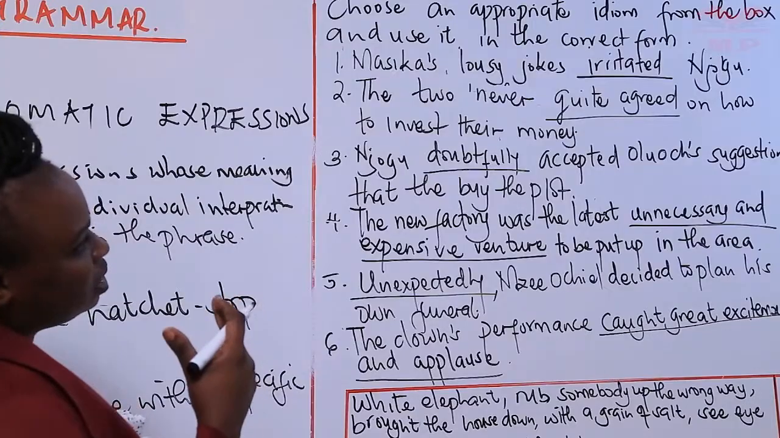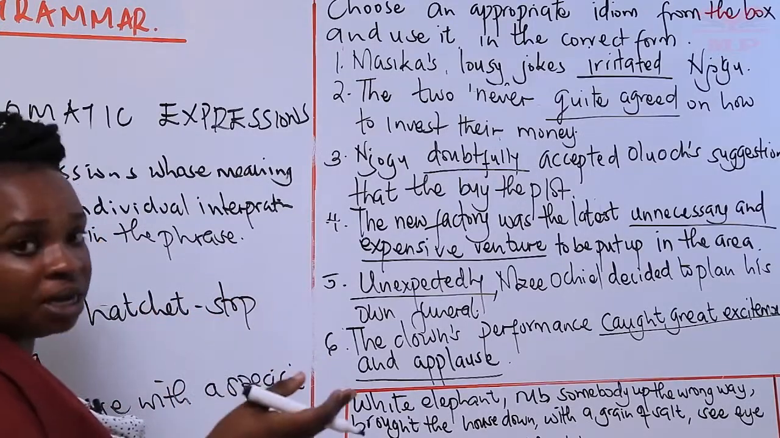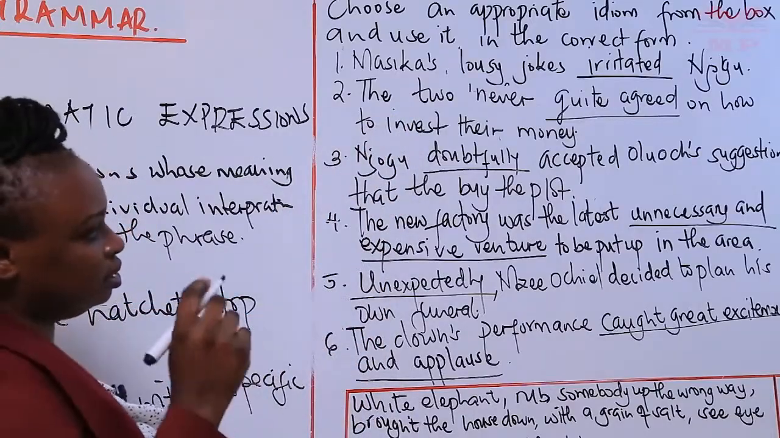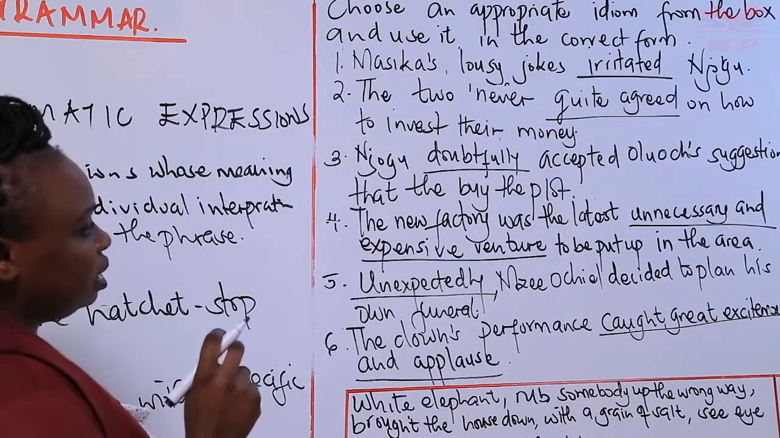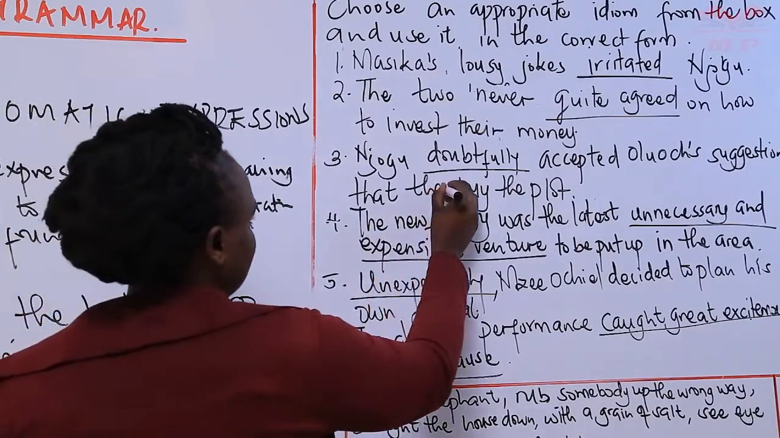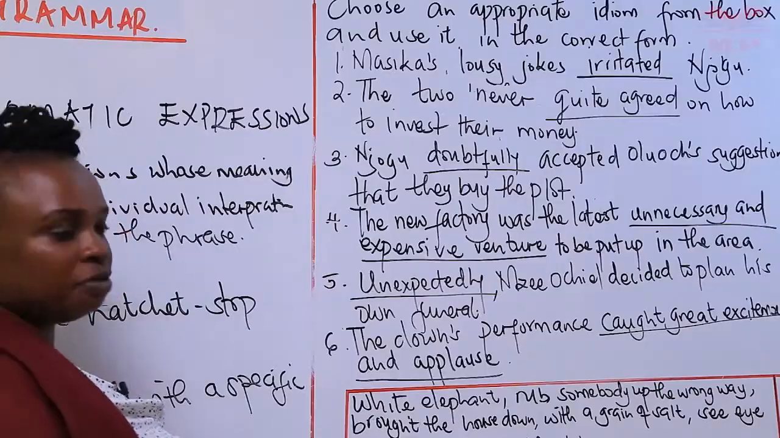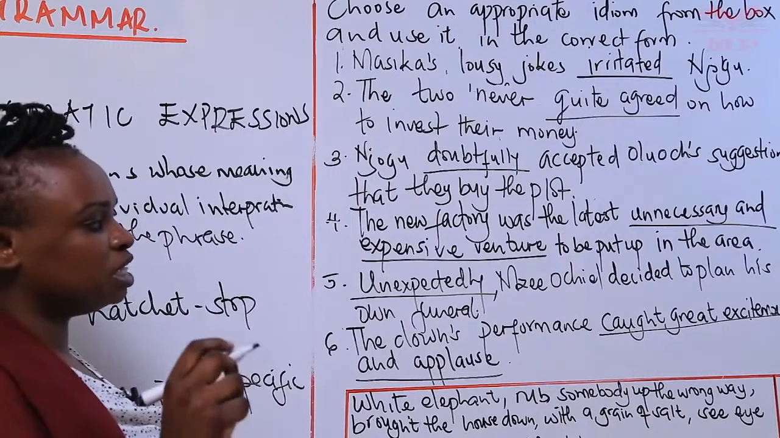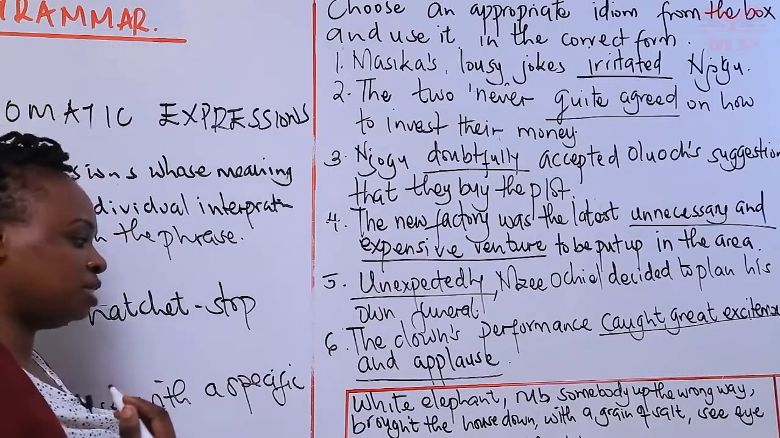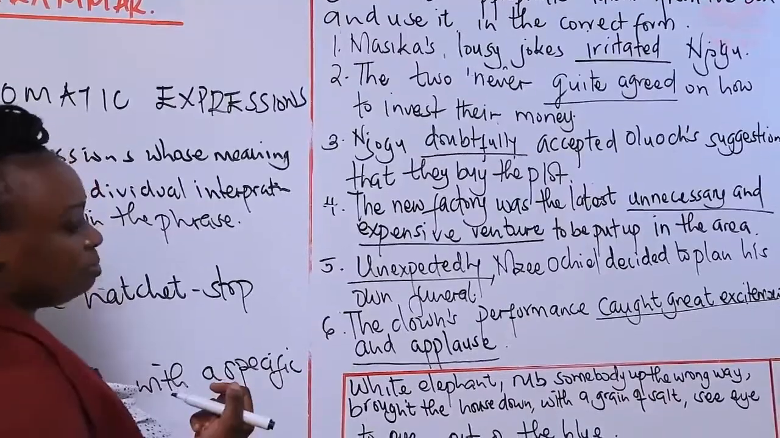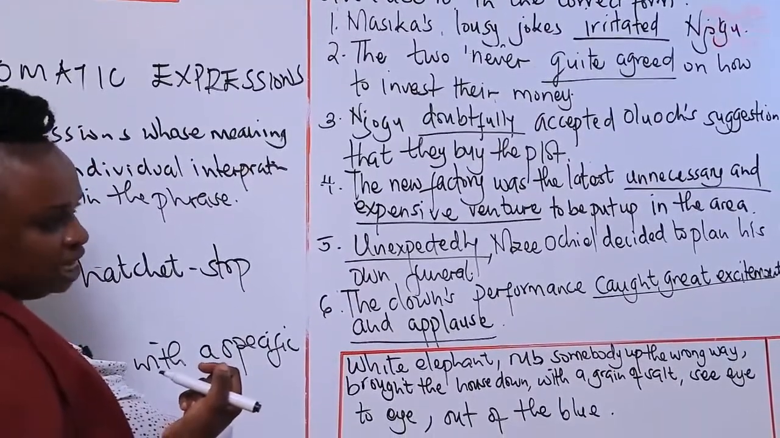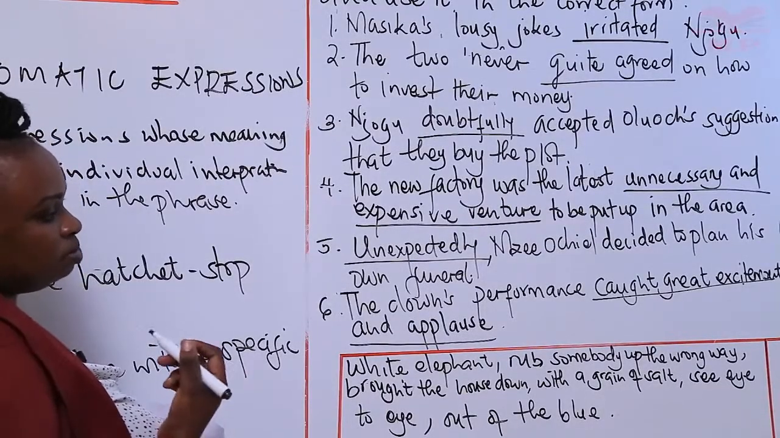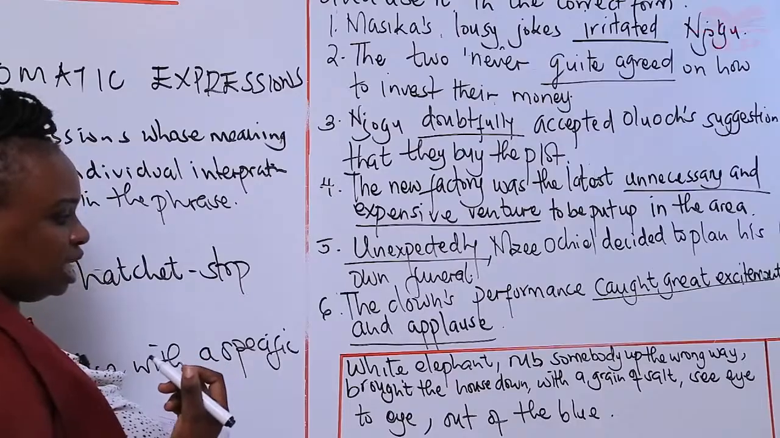So the 2 never quite agreed on how to invest in their money. Okay. Njogu doubtfully accepted Olwach's suggestion that they buy the plot. Number 4, the new factory was the latest unnecessary and expensive venture to be put in the area. So replace unnecessary and expensive venture. Okay. Number 5, unexpectedly, Mzee Ochiel decided to plan his own funeral. And number 6, the clown's performance caught great excitement and applause.